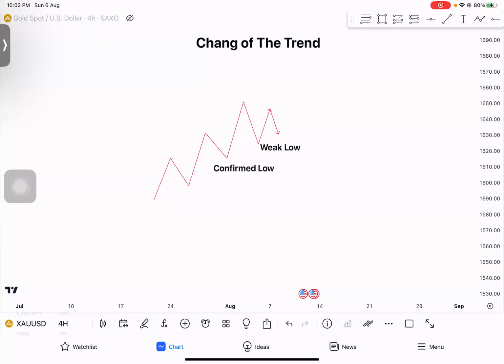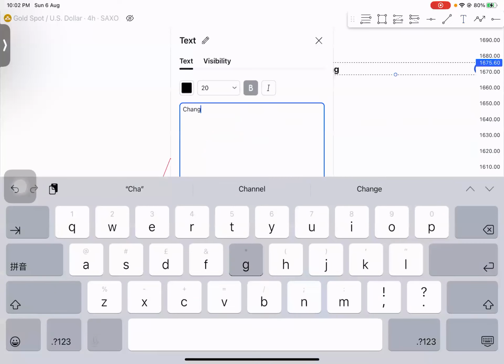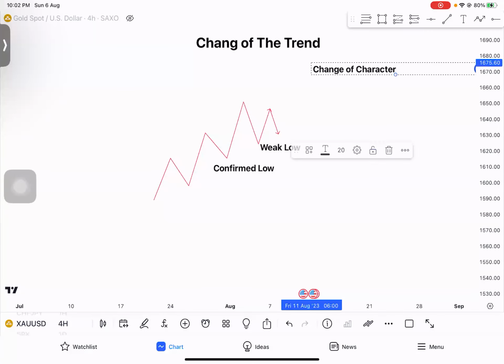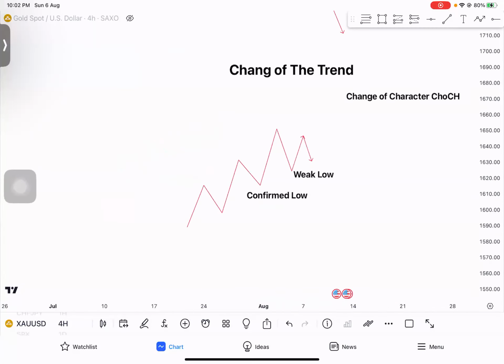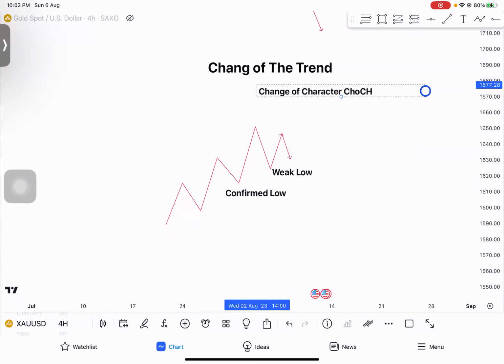Okay, so how can we identify the change of character, or we can call it CHoCH? How can we identify it? Wick or body? Wick. We will look at the wick, not only the body. So how can you identify the change of character using the wick?